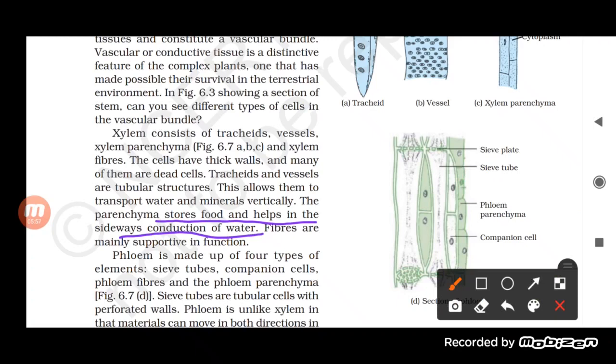Yes, so the role of the xylem parenchyma, it is a living one. So basically it helps in the storage of the food, and obviously that will also help in the sideways conduction of the water.